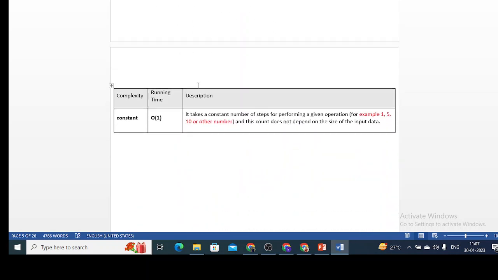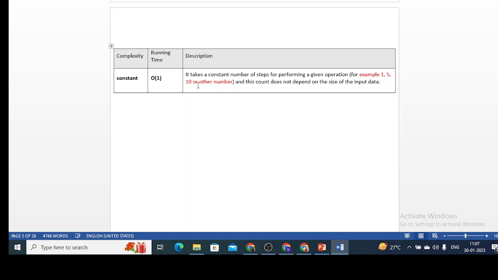Now this is very simple. When you have a complexity which is taking a constant number, when the complexity is taking a constant number, you are supposed to say the runtime complexity will be order of 1, which is a constant value. Meaning it is taking one number, for example 1, 5, 10 like that, it is not going beyond that, it is taking some specific number which is constant.